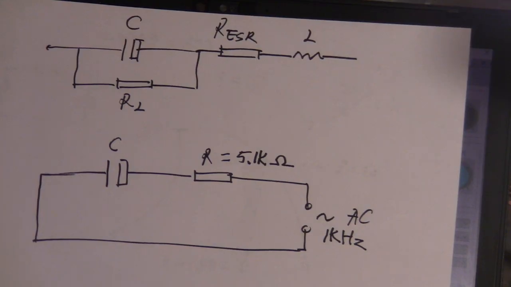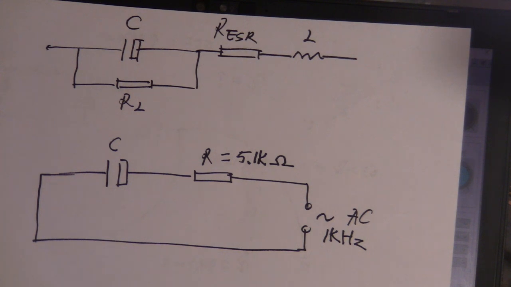In this video, I'll do some experiments to try to explain a little bit about the capacitor ESR. The ESR is what we call the equivalent series resistance in the capacitor. In the real world, we never have a capacitor that has only pure capacitance.